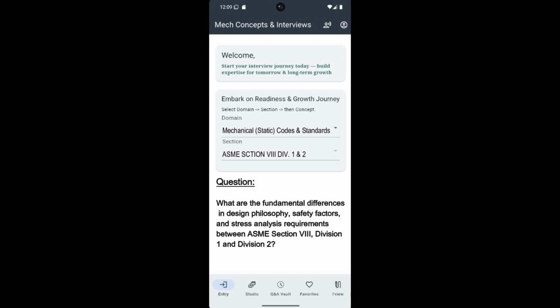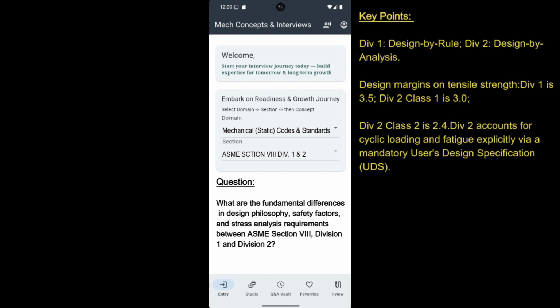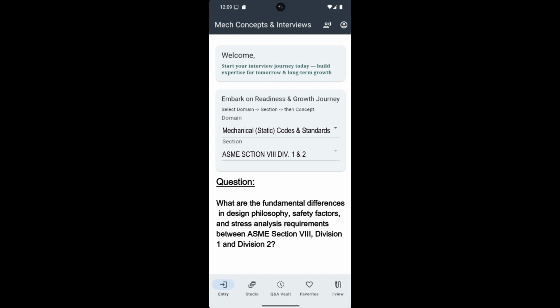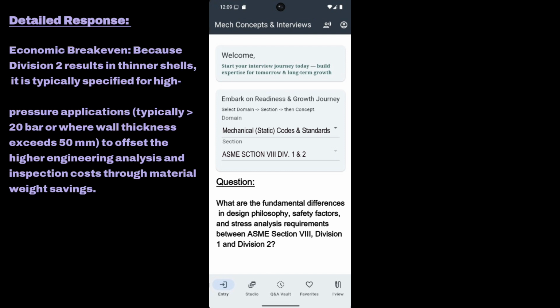For low-pressure or thin-walled vessels, the cost of paying a team of specialists to run hundreds of hours of finite element analysis, combined with the cost of drafting a legally certified user's design specification, the UDS, will drastically outweigh whatever you saved on buying slightly thinner steel plates. So the engineering hours just eat the material savings. Completely. The economic break-even typically only occurs at high-pressure applications. Usually we're talking about anything operating above 20 bar or where the required wall thickness starts exceeding 50 millimeters.